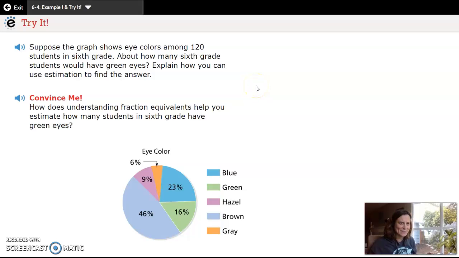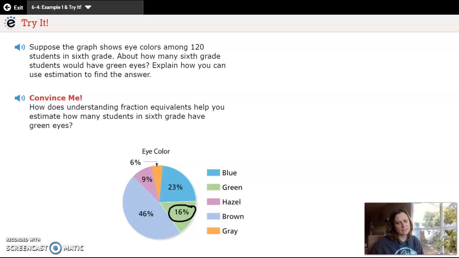This is the 6-4 example 1 try it for 6th grade math. We are looking at a graph of eye colors for 120 students in the 6th grade. About how many 6th grade students have green eyes? Let me get my pen working here. So about 16% of the students have green eyes.